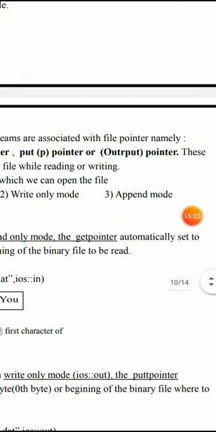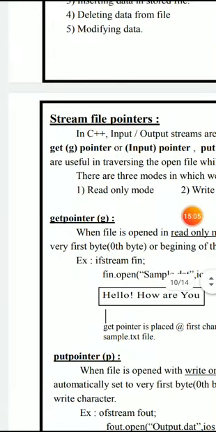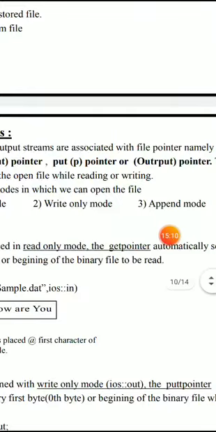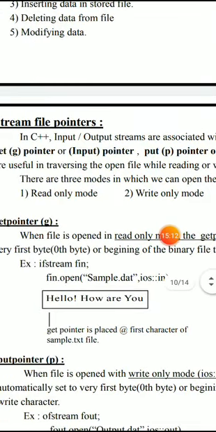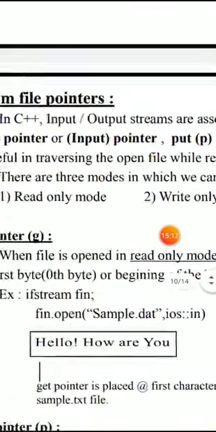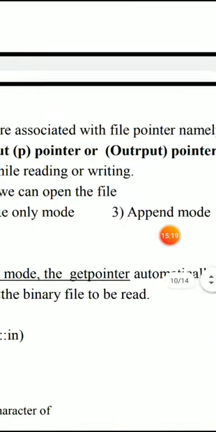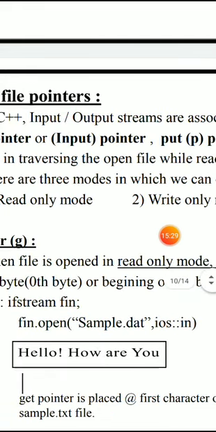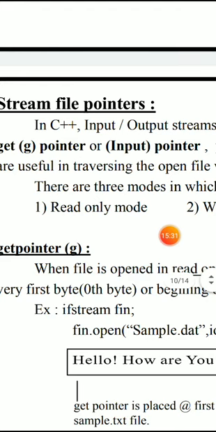There are two stream pointers available in C++. Those are known as the get pointer and the put pointer. These two pointers, get pointer and put pointer, are useful for traversing the open file while reading or writing data. Traversing is getting data from the file or writing data into the file. Traversing means accessing each character at least once, either during a reading operation or during a writing operation.